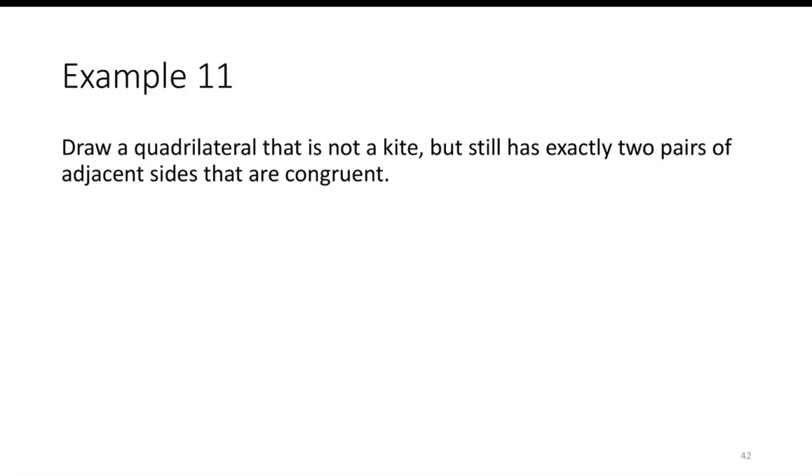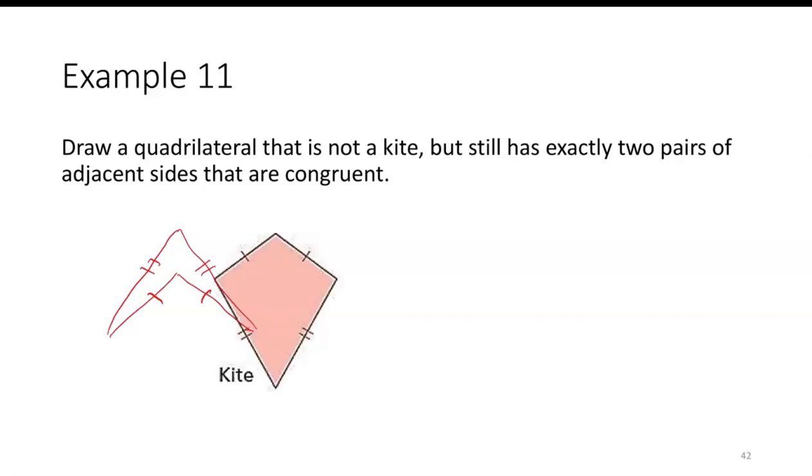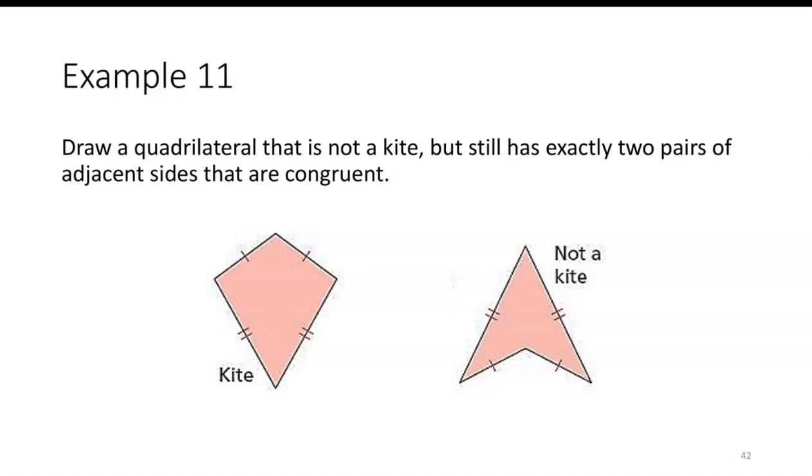So part of the definition is that a kite is a convex figure. So I'll try to draw a quadrilateral that is not a kite, but it has exactly two pairs of adjacent sides that are congruent. That would look sort of like this, where say these two sides on the inside are congruent, and the two edges on the outside are congruent. Or there's a better shape. That's a kite. And here's an example that's not a kite.